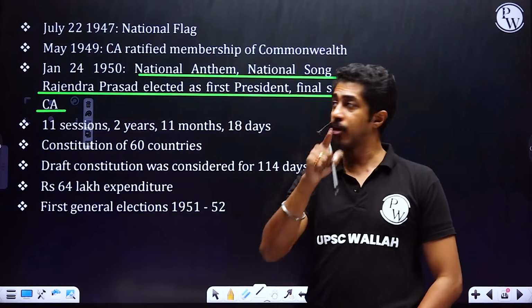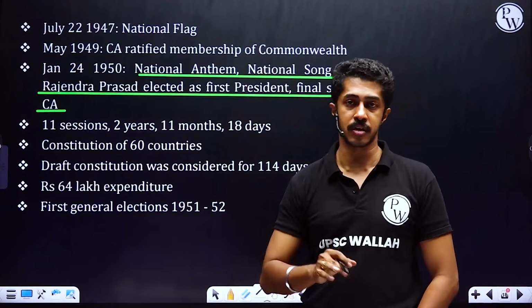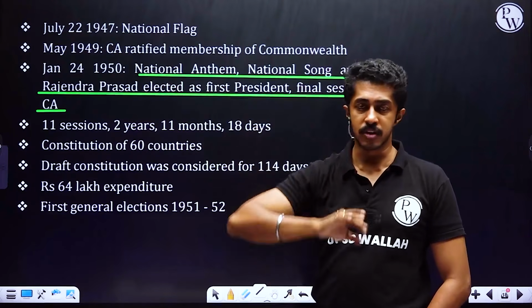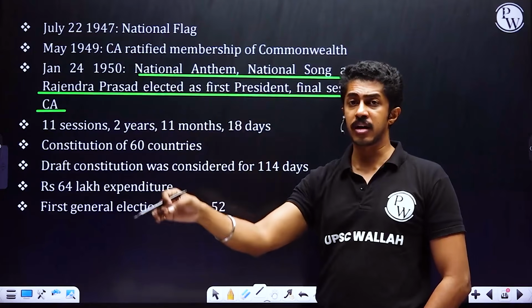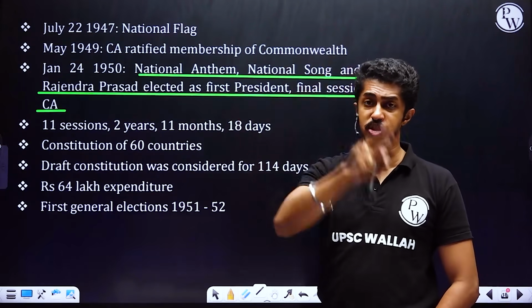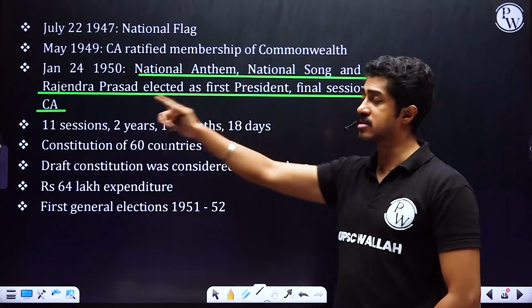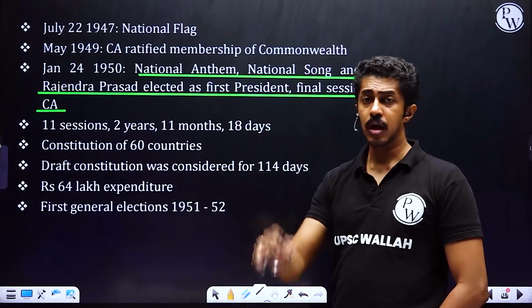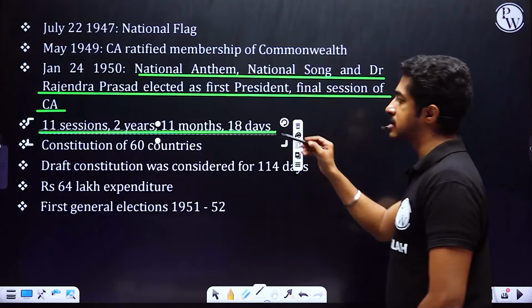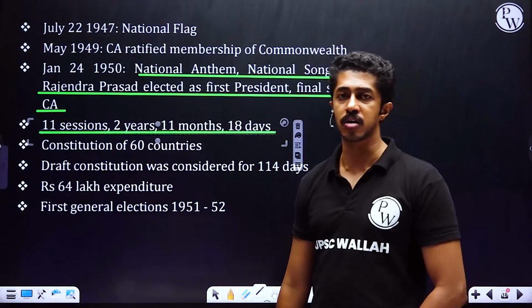So 1947, national flag. 1949, Commonwealth membership. Jan 24, 1950, national anthem, national song, Dr. Rajendra Prasad, first president, as well as final session of the Constituent Assembly. In all, Constituent Assembly had 11 sessions, took 2 years, 11 months, and 18 days to frame the Constitution.